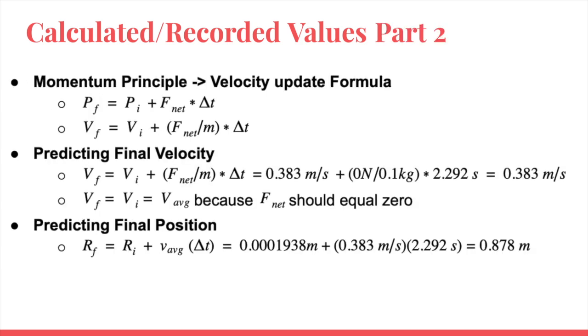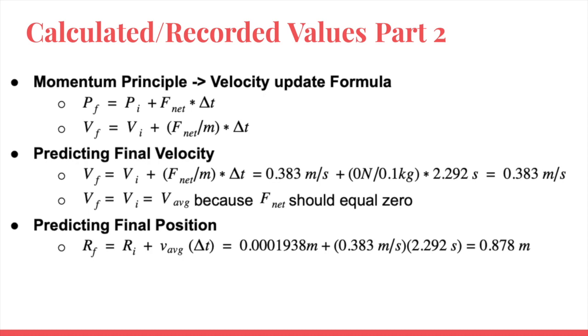Using the momentum principle, which states that the change in momentum is equal to F net multiplied by the change in time, we can derive the velocity update formula, which states that the final velocity is equal to the initial velocity plus F net divided by mass multiplied by the change in time. Plugging in these values, we get 0.383 meters per second as the final velocity as well.